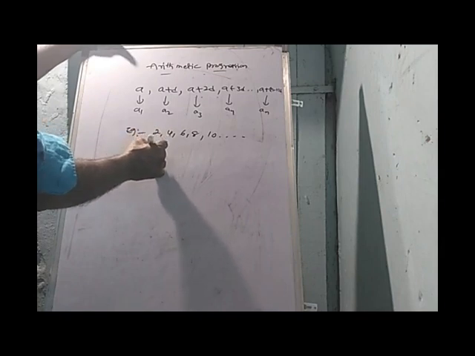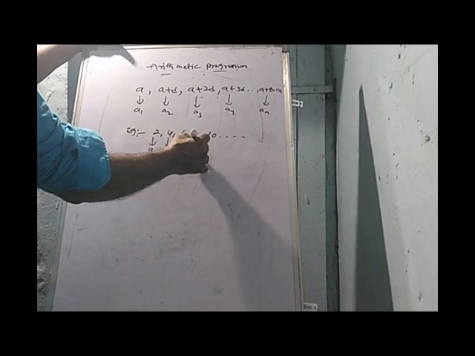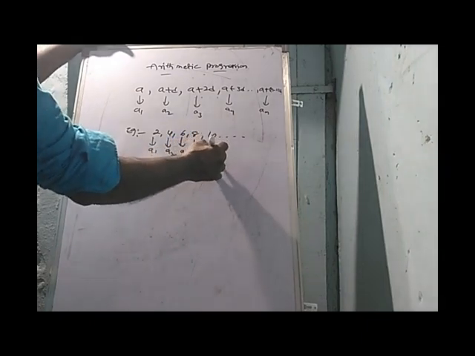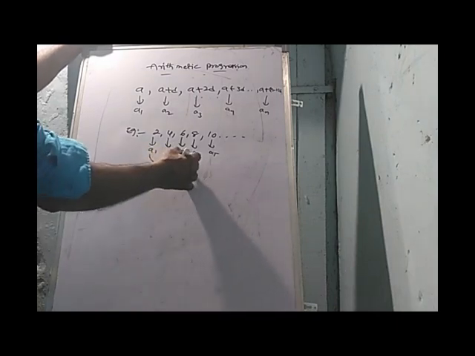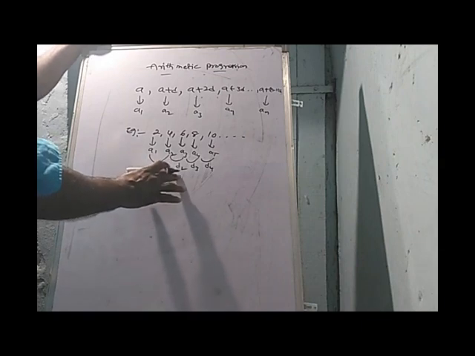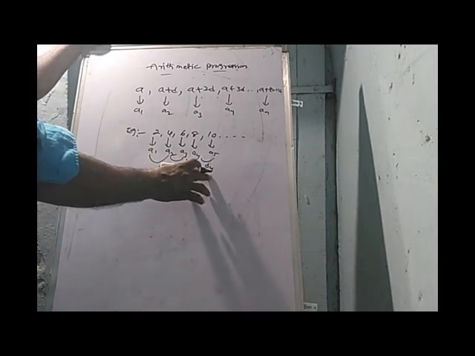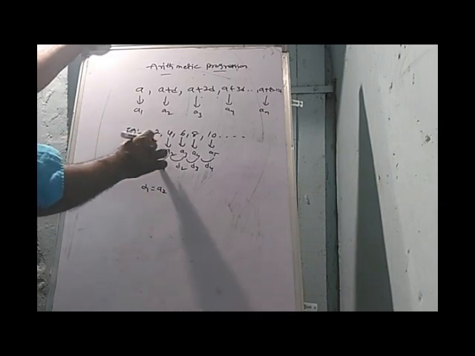How are we going to declare it is AP? Let us see here. The first term is A1. The second term is A2. The third term is A3. The fourth term is A4. The fifth term is A5. So let us see. The first difference is D1, second D2, third D3, fourth D4. First difference, second difference, third difference, fourth difference. So every two consecutive numbers. Let us see the first two. D1 is what? A2 minus A1.